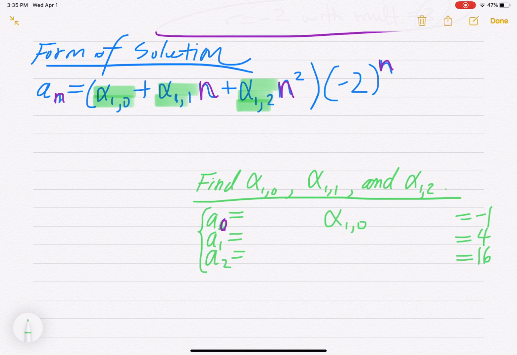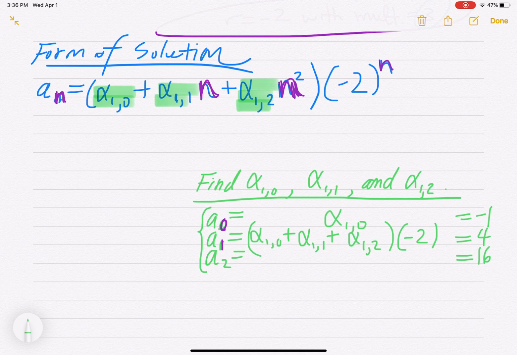Then for the next initial condition, a sub 1, I'm going to plug in a 1 for n in the form. When I do that, I'm going to have alpha 1,0 plus alpha 1,1 times 1, which is alpha 1,1, plus alpha 1,2 times 1 squared, which is alpha 1,2, and that's all multiplied by -2 to the 1 power, which is -2.